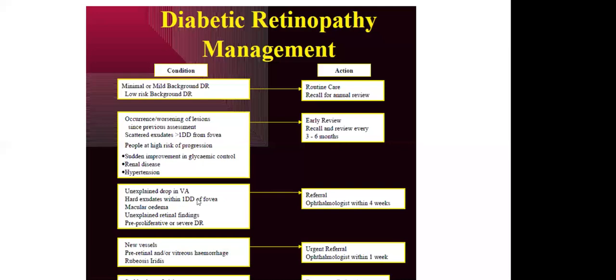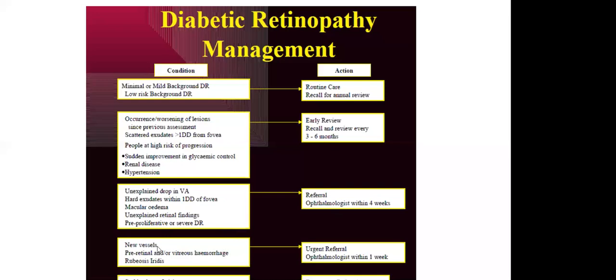Okay. And then when there is an urgent drop in vision, or you notice exudates in the macula close to the fovea or close to the center, or macular edema, or if there are any unusual findings in the retina, this is a patient you have to refer urgently to an ophthalmologist within a month.